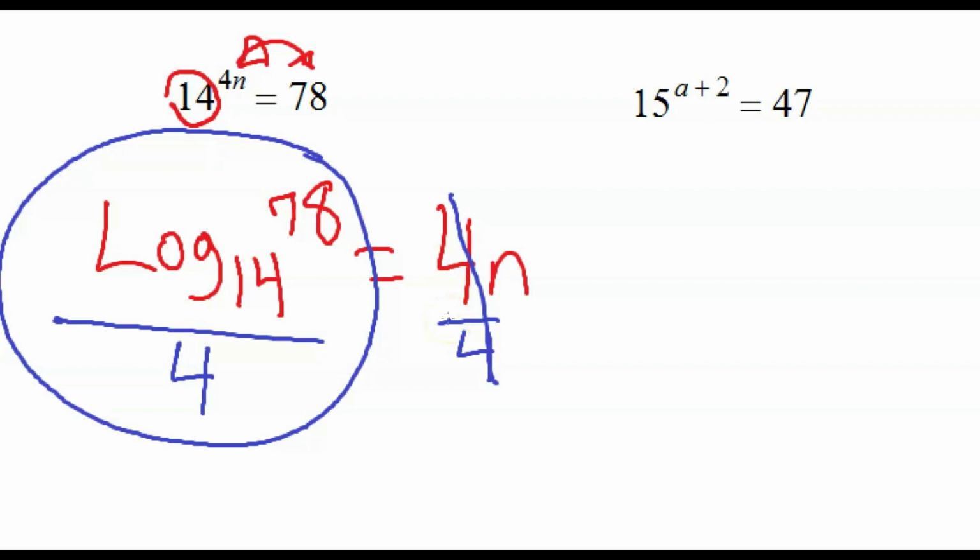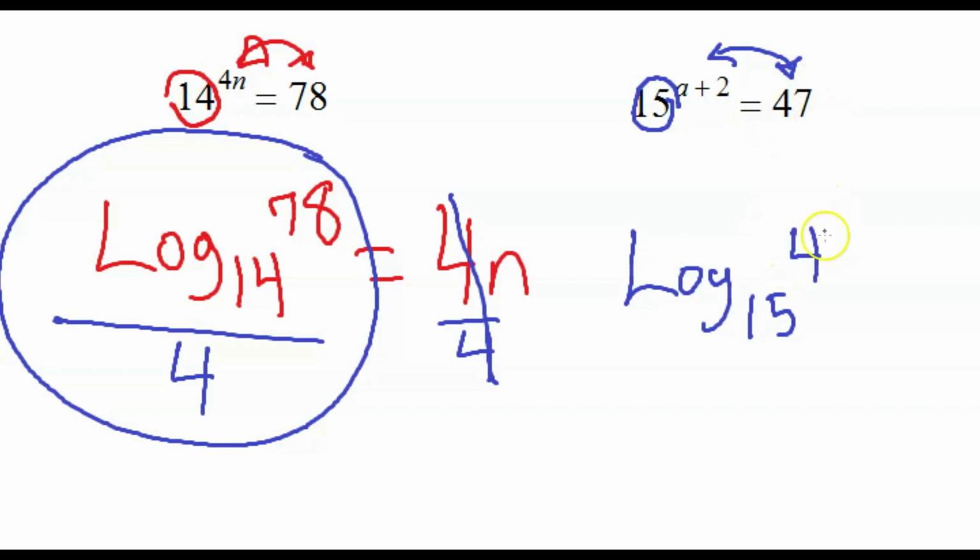And then no matter what they're asking us to do, we're just going to follow the same steps every time. This base to the exponent, this 15 right here, would become the base to my logarithm. So this would be log base 15. And I would switch these two around so that this 47, the answer right here, becomes the exponent. And this a plus 2 moves over here and becomes the answer.